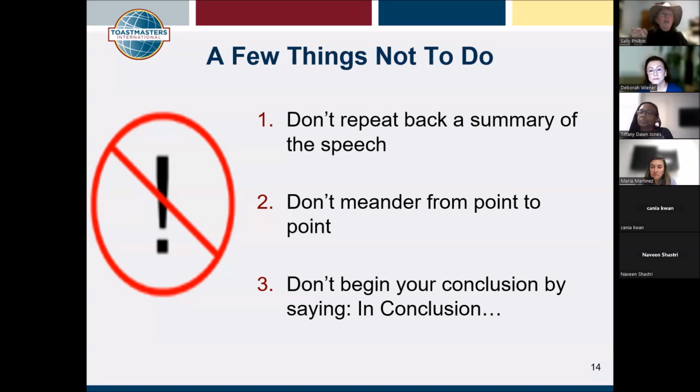Don't begin your conclusion by saying in conclusion, and that goes for the speaker as well. What you want to do is tailor your remarks so that you are drawing your audience to your conclusion. They can feel you starting to wrap up what you have to say. And those are things that you can think about as you're putting together that evaluation.